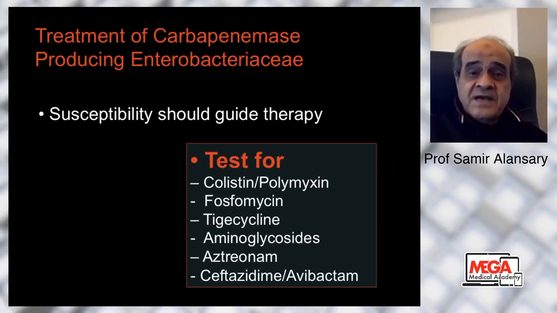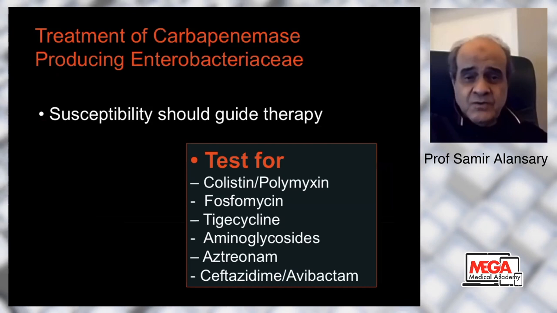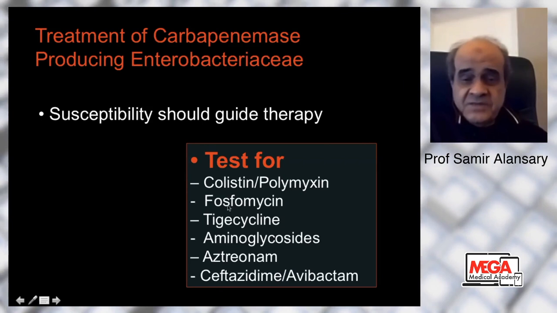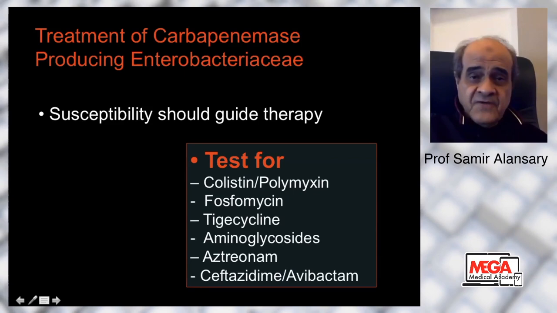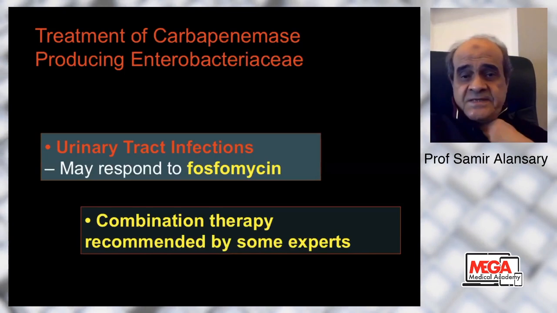Of course, for Acinetobacter and other highly resistant organisms such as New Delhi, we can use colimycin or colistin or polymyxin, or fosfomycin, especially for urinary tract infection, and tigecycline, aminoglycosides, imipenem, and ceftazidime-avibactam, which is a combination of a 7th and 6th generation cephalosporin. In urinary infections, you can use fosfomycin, or you can use combination therapy recommended by some experts.